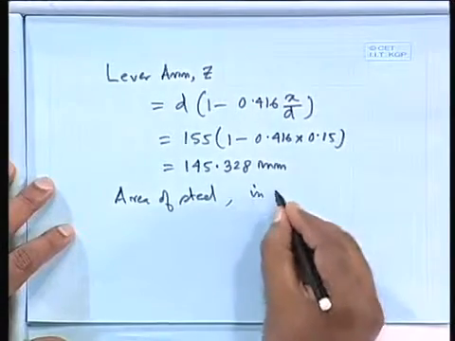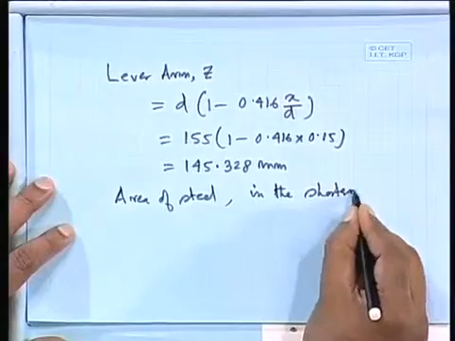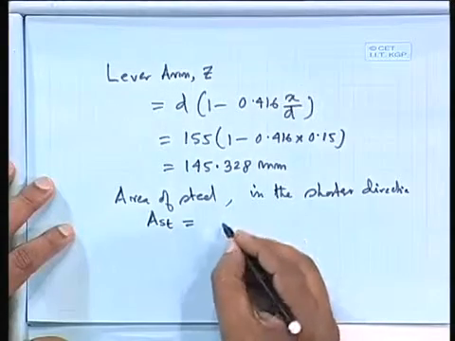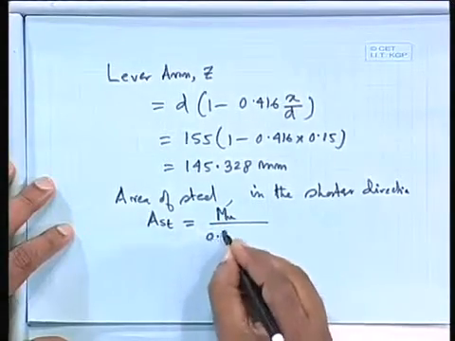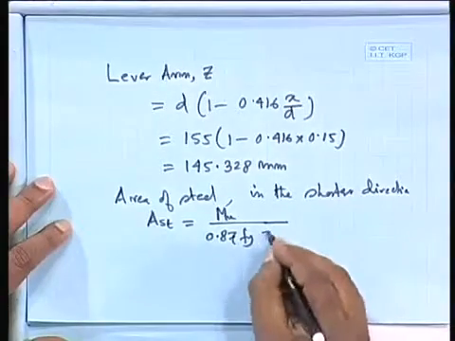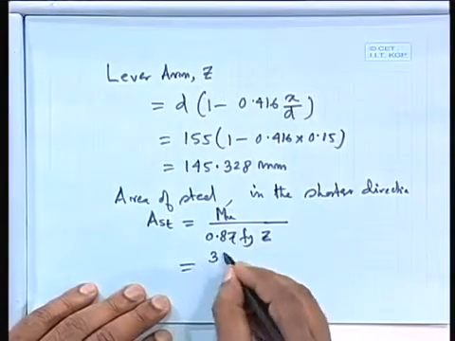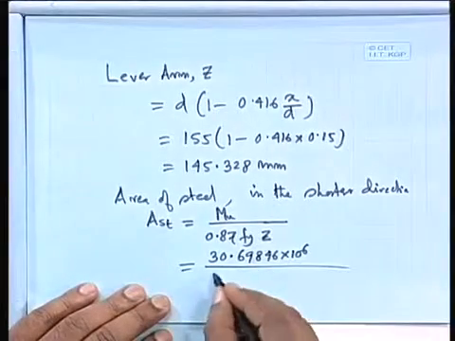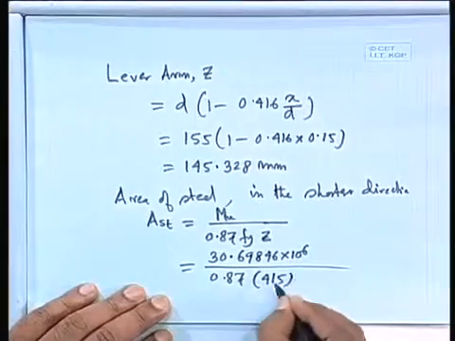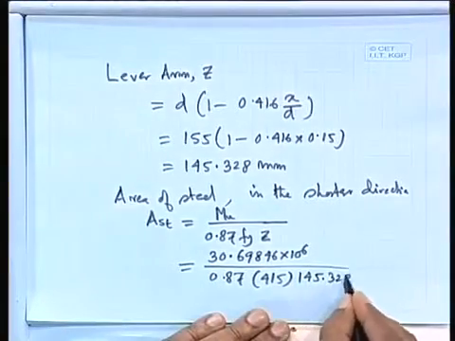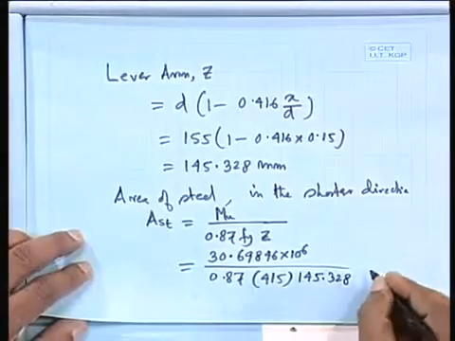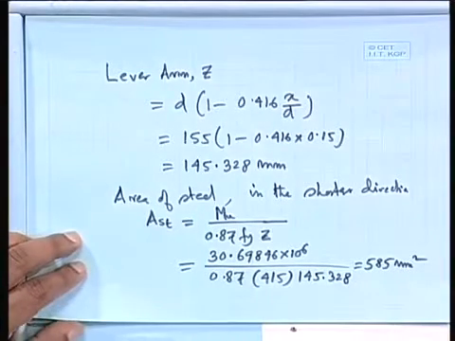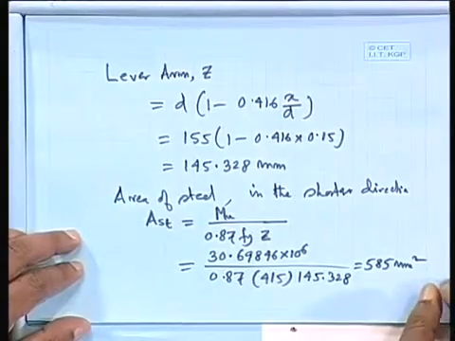Area of steel, this one in the shorter direction. Let us say AST equals Mu by 0.87 Fy Z, that is the maximum stress that is permissible. We are going up to that. So 30.69846 into 10 to the power 6 divided by 0.87 into 415 times 145.328. So this is your area of steel, and we shall get it here as 585 square millimeter. So you can get area of steel computed, that is 585 square millimeter.